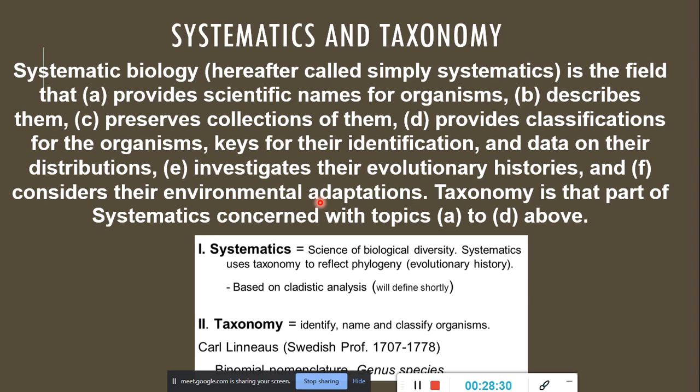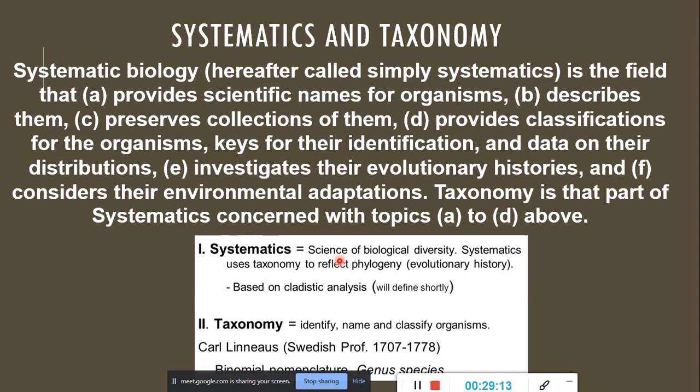So taxonomy is only that part of the systematics. It considers point A, point B, point C and point D. In taxonomy you don't study about the evolutionary histories and you don't study about their environmental adaptations. So this is the difference between systematics and taxonomy. Taxonomy is a part of systematics, but systematics is not a part of taxonomy. You can fit taxonomy inside systematics. Okay? Taxonomy is part of systematics, but systematics is a more broad term. In between there is taxonomy. In taxonomy you don't study point number E and point number F.